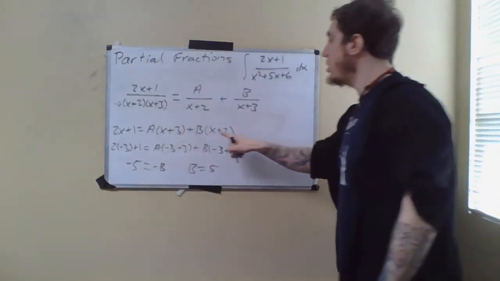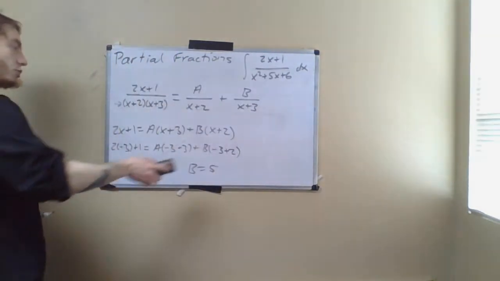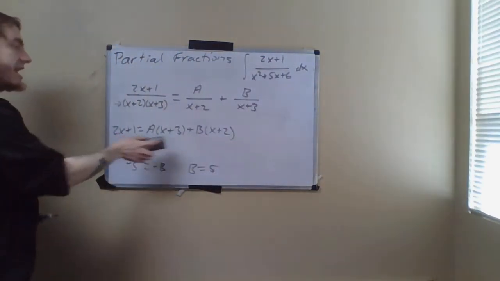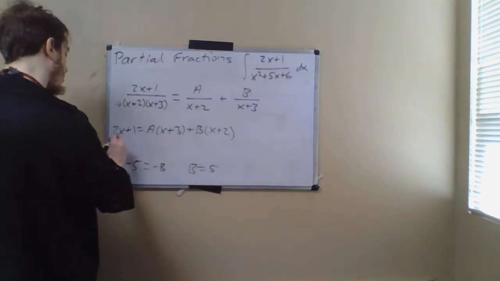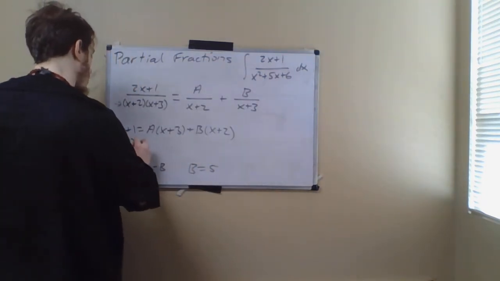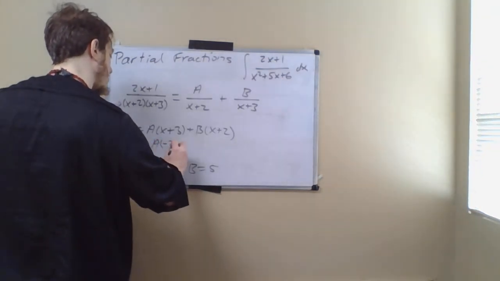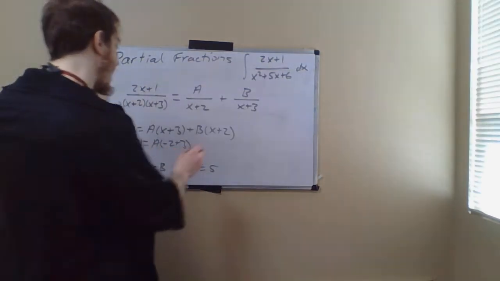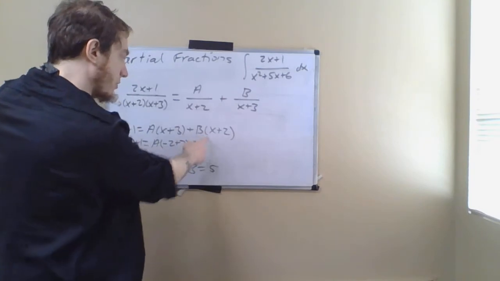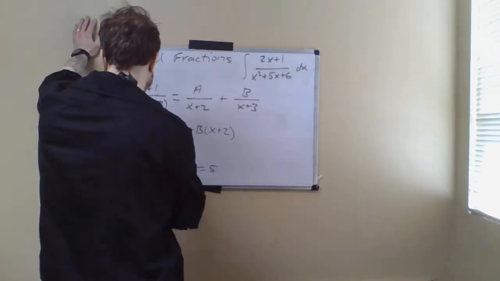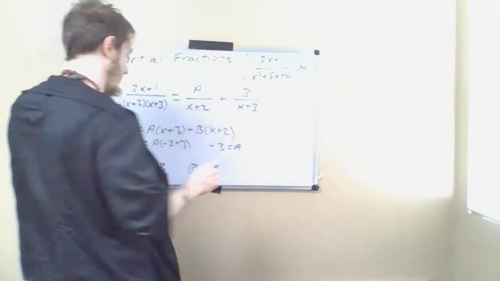And then, if I plugged in -2 here, I can do exactly the same trick, because plugging in -2 will get rid of the term involving b. So I would get 2 times -2 plus 1 is equal to a times -2 plus 3. And again, you see that if I plug in -2 here for x, the term with b goes away. So this is going to give me -3 is equal to a.